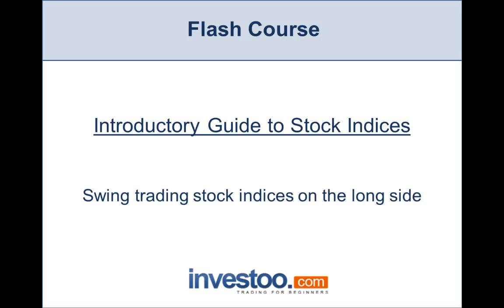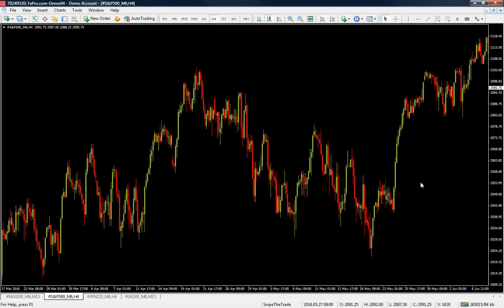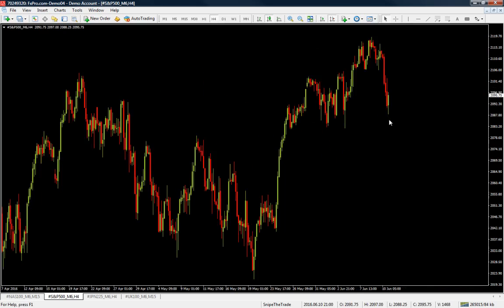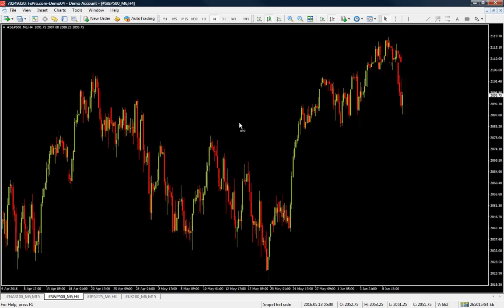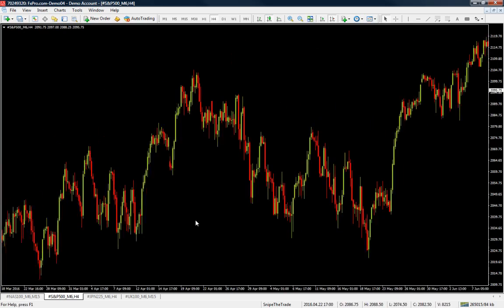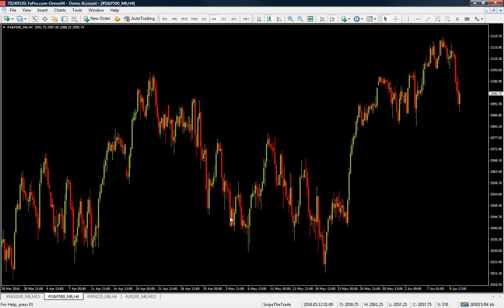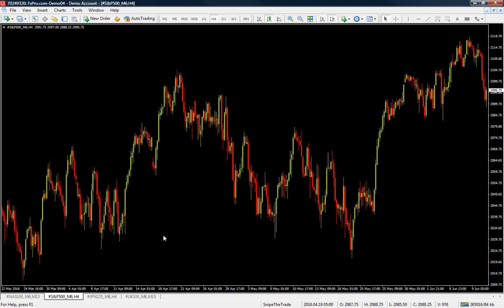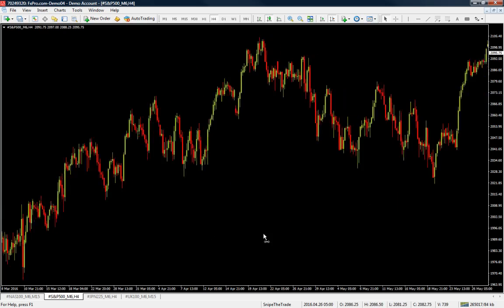In this lesson, we are going to talk about how to swing trade stock indices on the long side. Right now, we are looking at the E-mini S&P 500 for our chart. If you look at this price action right here, it's not going to be very comfortable to trade the long side on this market.